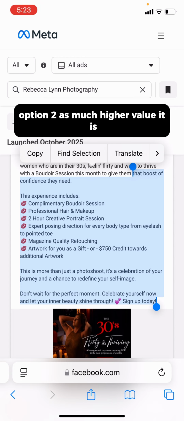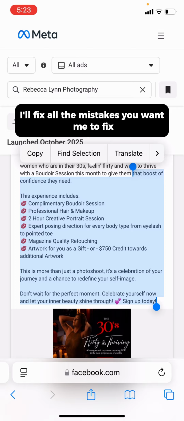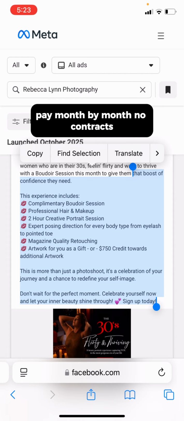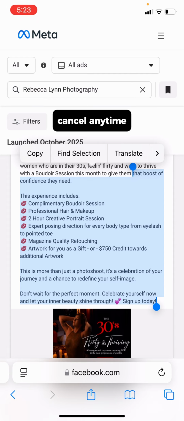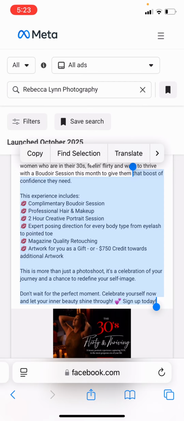Option 2 is much higher value. I'll fix all the mistakes you want me to fix on all your current ads and create as many new ads as you want me to. $100 a month, flat fee, pay month by month, no contracts, cancel anytime, and you collab with me as much or as little as you want.